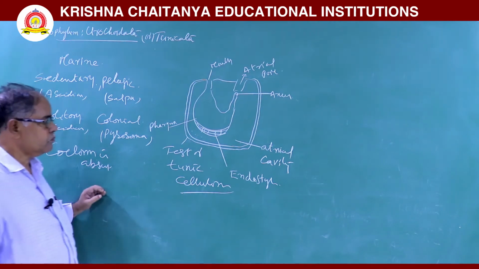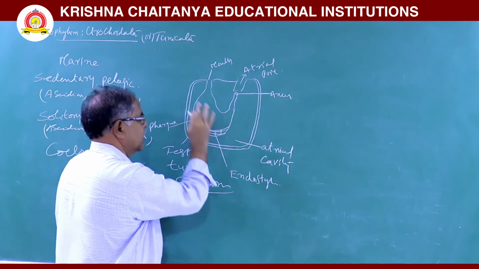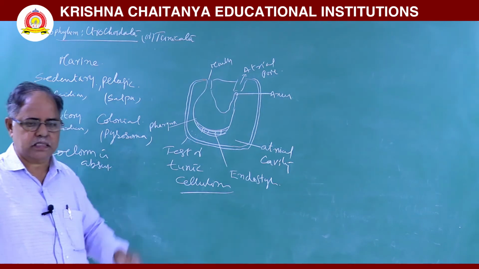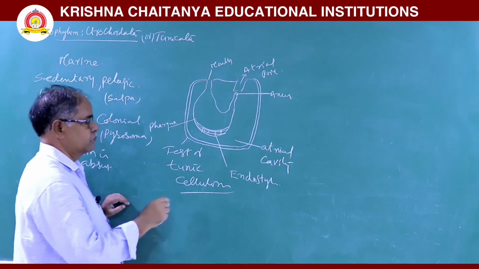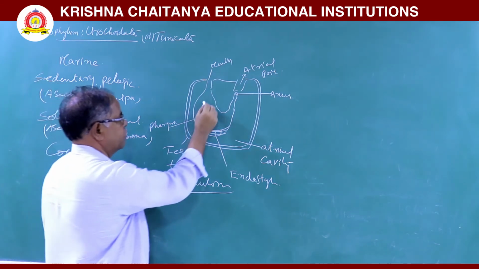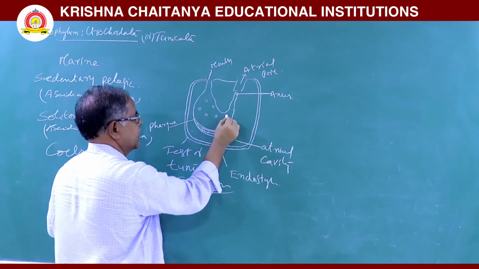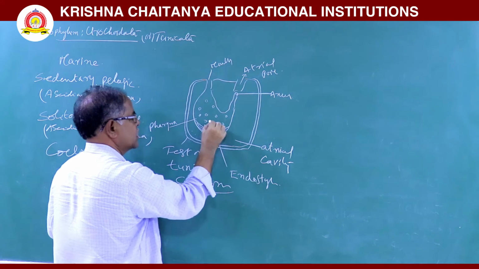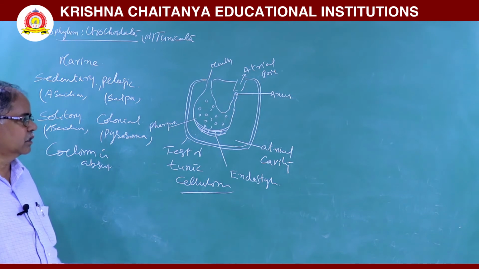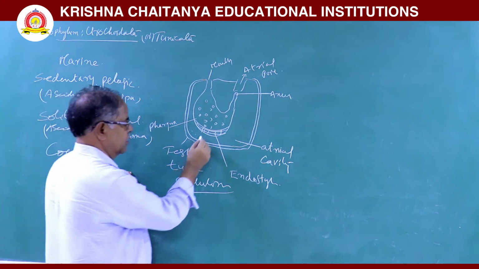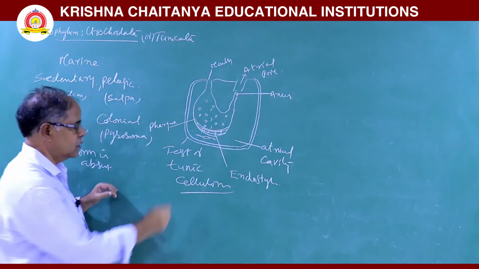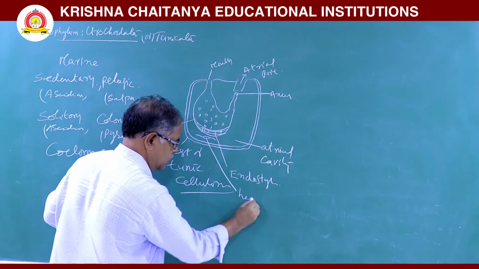Next, on the wall of the pharynx, two to numerous pharyngeal slits are there. Minimum is 2, maximum is numerous, countless. Slit pores are there. Next, on the ventral side of this pharynx, one tubular, muscular, myogenic heart is there.